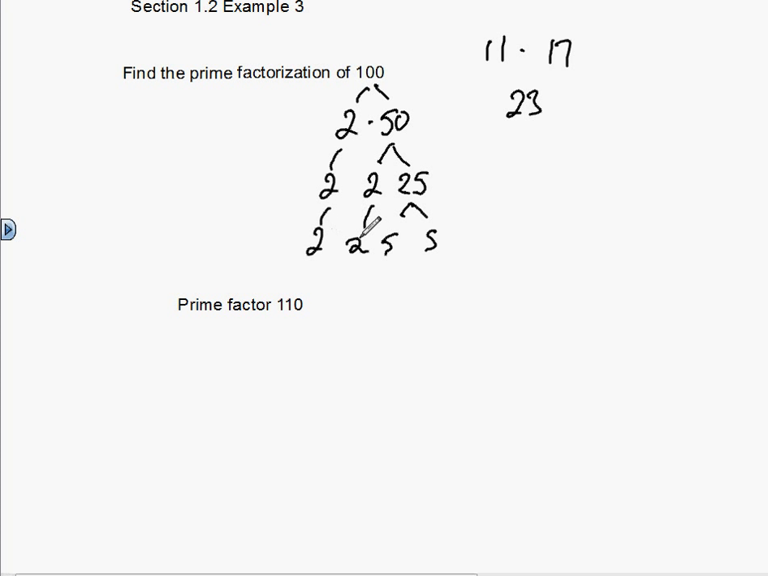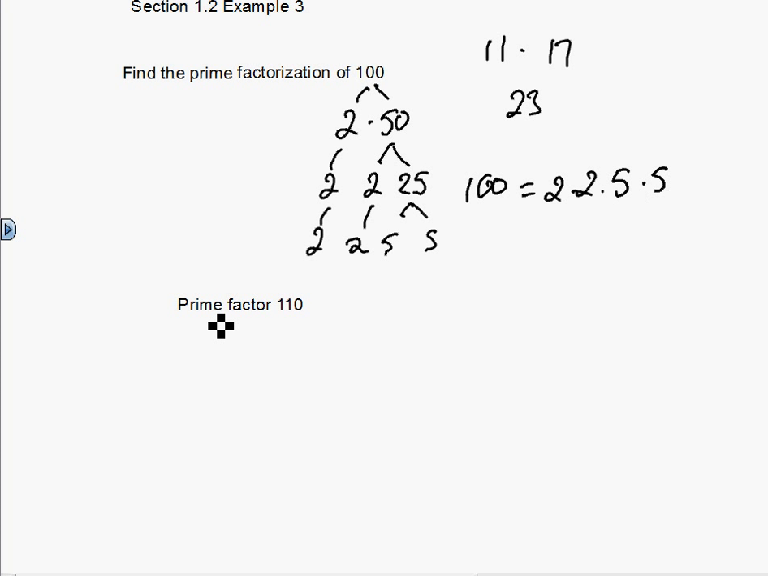primes known as 2 times 2 times 5 times 5. And these are arranged in the appropriate order because I have the 2's grouped together, the small ones, and the 5's grouped together after. So we could say 100 equals 2 times 2 times 5 times 5.